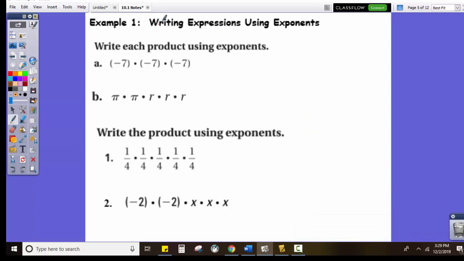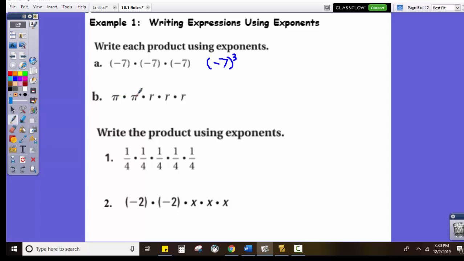In example 1 here, we're going to write expressions using exponents. So you have the expanded form, and we're going to write it with an exponent. So it says write each product using exponent. For A, I see that -7 is being multiplied by itself 3 times. So when I go to write with an exponent, I need to put -7 in parentheses, and we'll talk in a little bit why these parentheses are super important, and then to the 3rd power. Okay, so my base is -7, my exponent is 3.